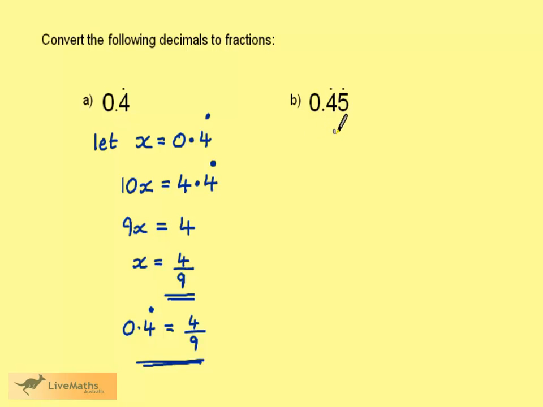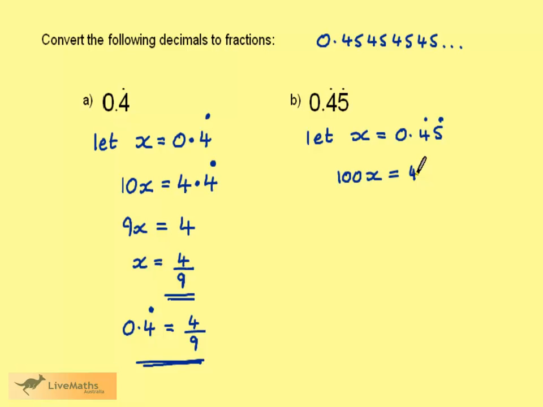Sticking with the first method, we have 0.45 recurring. Let x be equal to 0.45 recurring. Note how we have a dot over both the 4 and the 5. 0.45, 45, 45 and so on to infinity is this number. The dot indicates that both the 4 and the 5 recur. If we do 100x, this would be equal to 45.45 recurring. Timesing by 100 moves the decimal point 2 places, so we can see how this works.